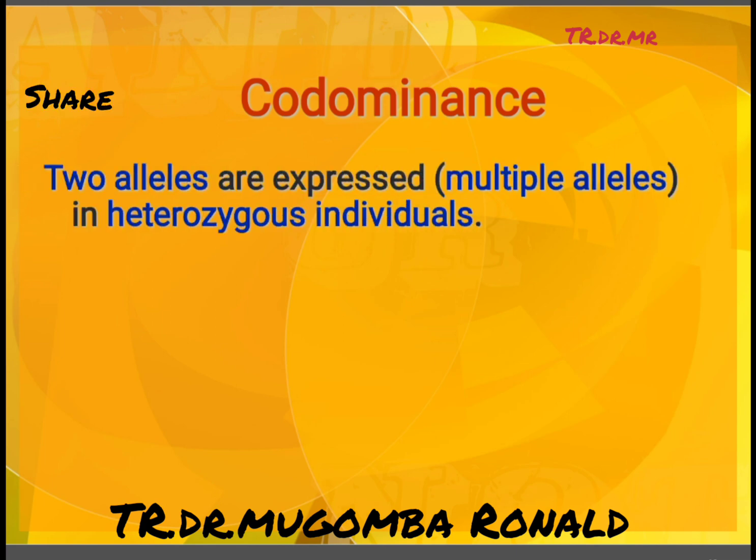Now in codominance, it is unique. In codominance, two alleles are expressed in the heterozygote, and they're expressed equally. These alleles try to express themselves equally, with none of them dominating the other. Like previously in incomplete dominance, we saw that the allele for red flowers was trying to dominate over the allele for white flowers. Now, in codominance, all these alleles try to express themselves equally in the phenotype of the heterozygote or the hybrid, and that is why we call it codominance.